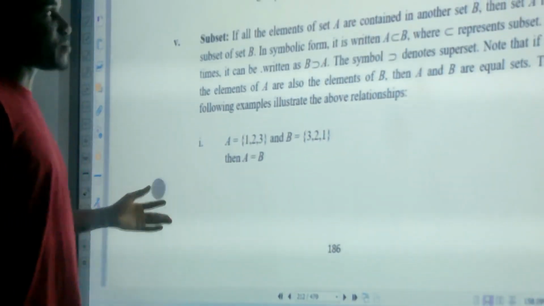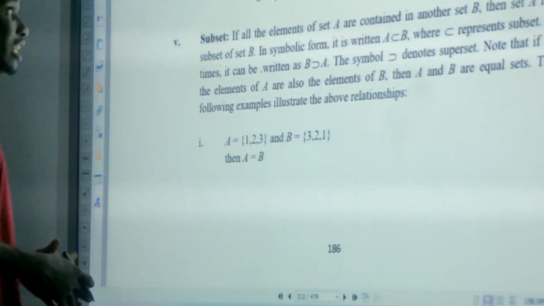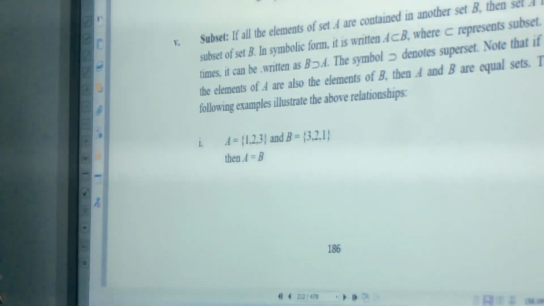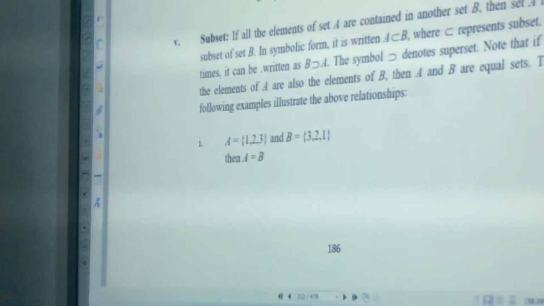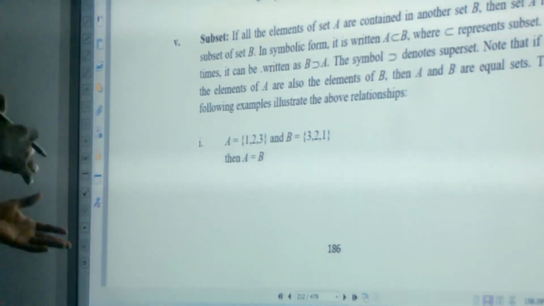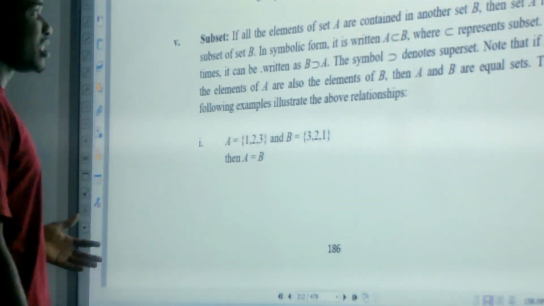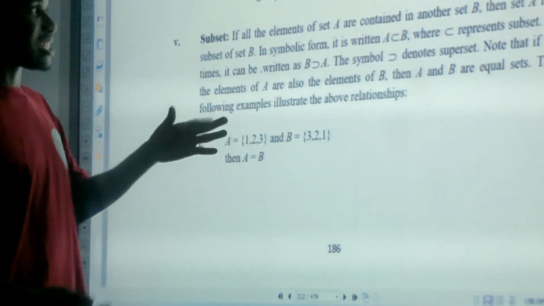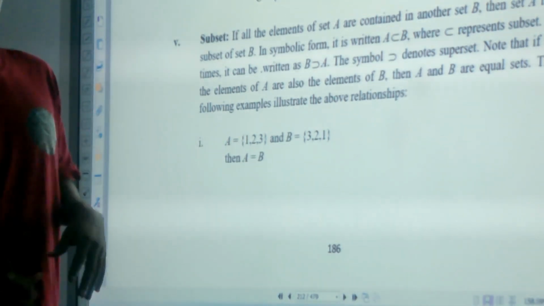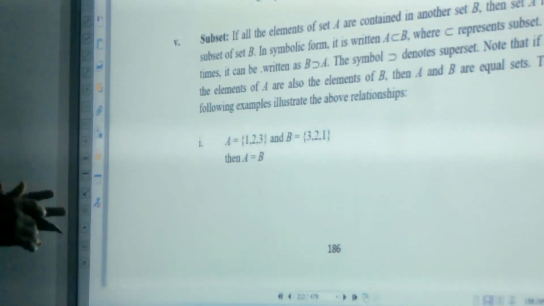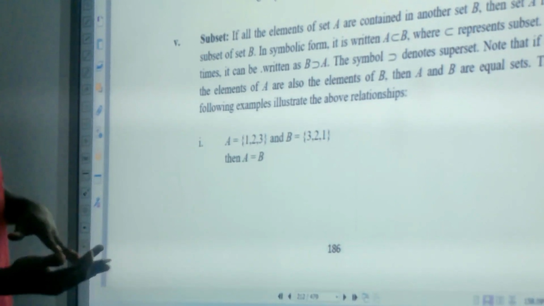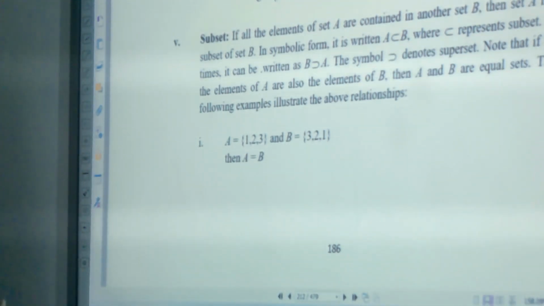Now, subset. I think I've explained something like this to you. If all the elements of set A are contained in another set B, then set A is a subset of set B, while B is a superset. In symbolic form, it is written as A is a subset of B. That symbol means subset, and this is the way I wrote it earlier. It can also be written as B is a superset of A. That symbol means superset.